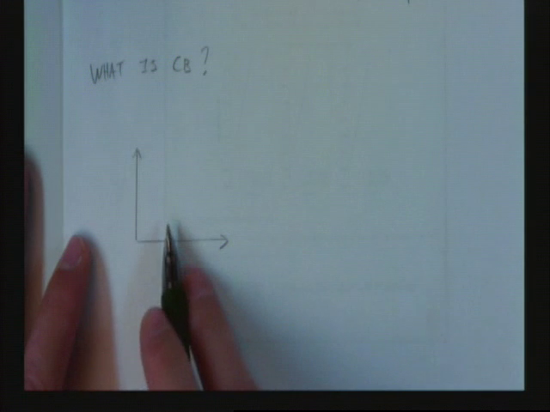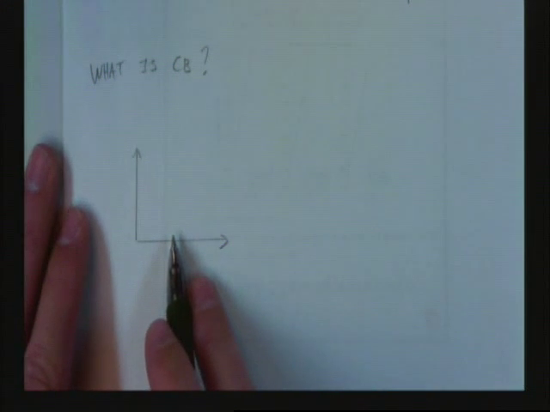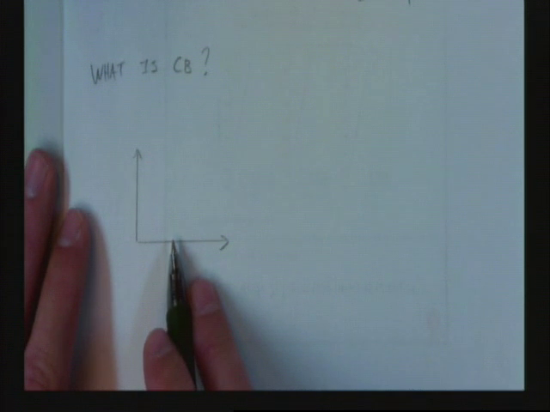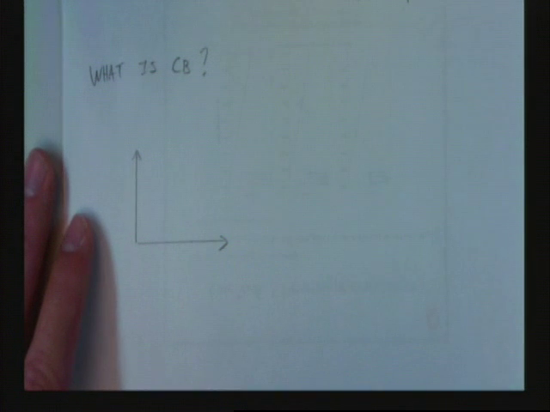What's the C sub B factor? What's it for? Okay. So first of all, you're on the right path. It adjusts the moment capacity for what failure mode?